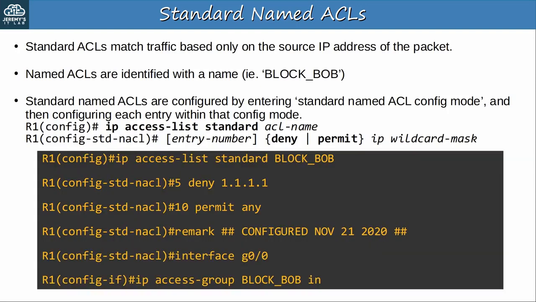So here's an example. First, I create the ACL block_Bob and enter standard named ACL config mode. Then I configured a statement denying 1.1.1.1/32. Note that I manually configured the entry number of 5 instead of the default of 10. Then I configured a permit any entry with an entry number of 10. I then configured a remark. This isn't necessary, of course, but remarks can be helpful when looking at the configuration later. Then I moved to interface configuration mode and applied the ACL in the same way as before. IP access group, ACL name, and then in or out.